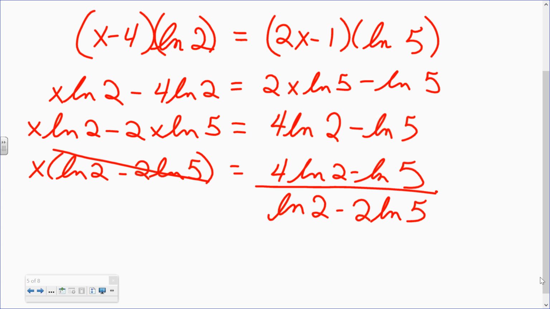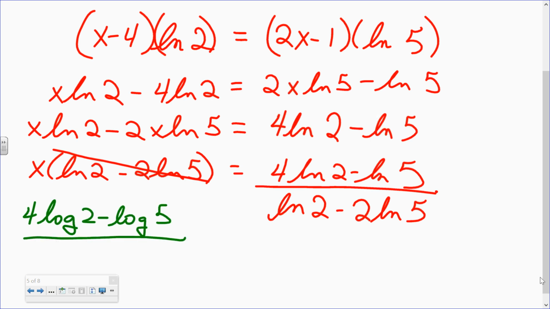So I want everybody on these 3 rows, the rows closest to the hall, to enter this with common log. So 4 log 2 minus log 5 over log 2 minus 2 log 5. The steps would have been the same. We would have just had log all the way down. Everybody else in the 3 rows closer to the windows, enter it with natural log like you see here in the red, and we should get the same answer both ways.